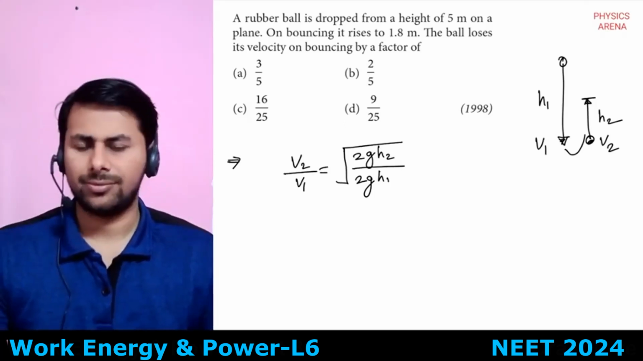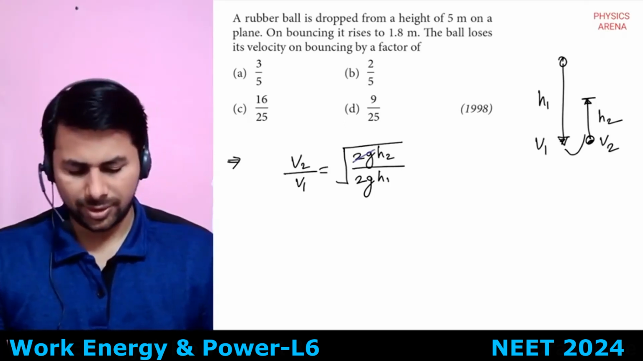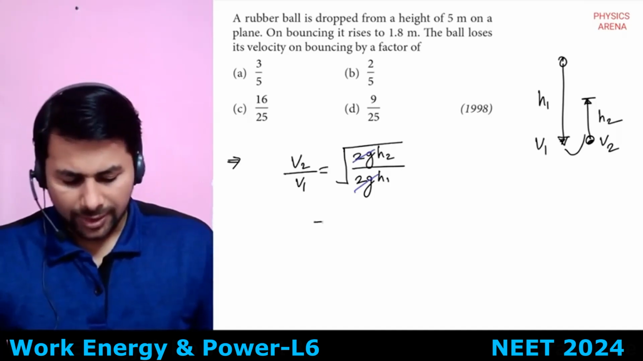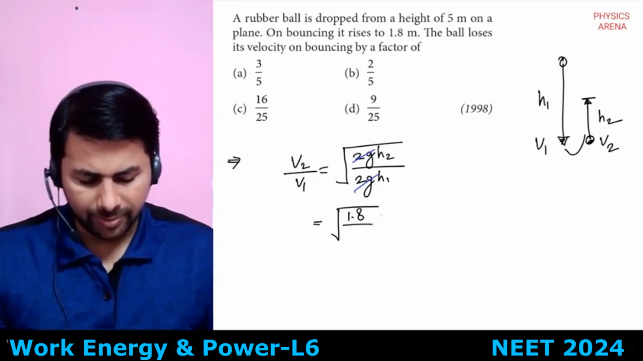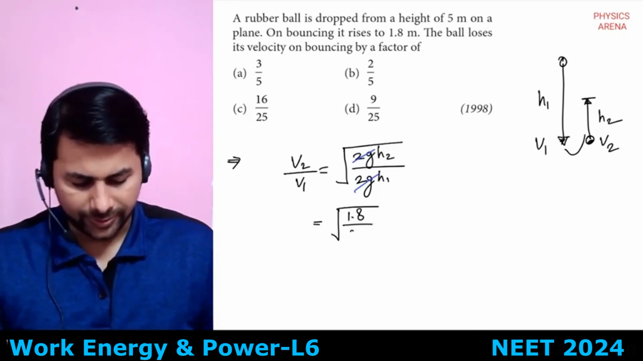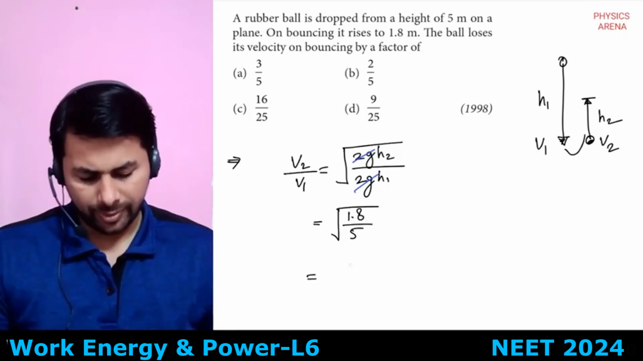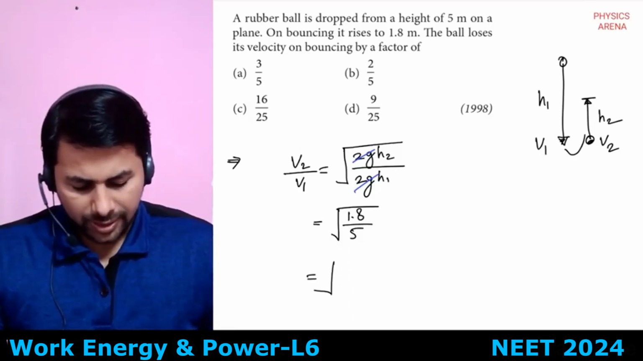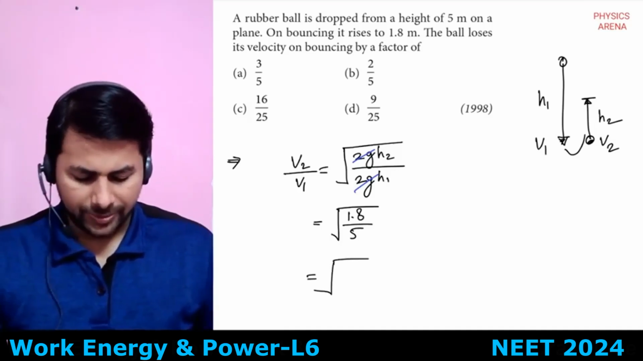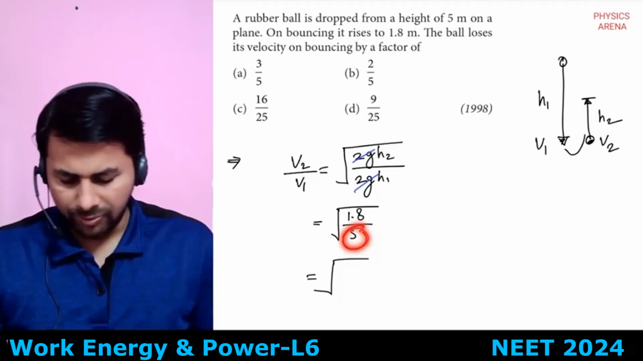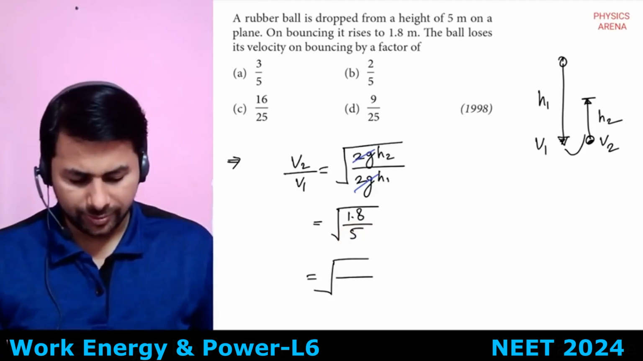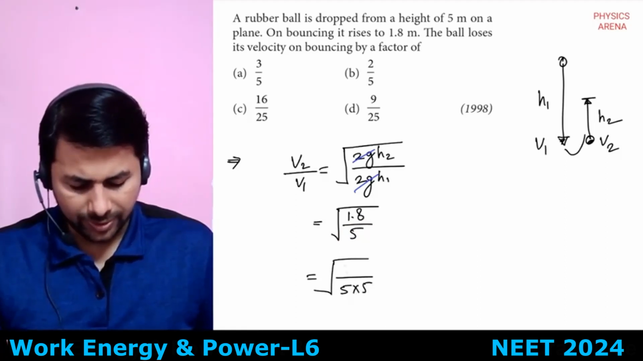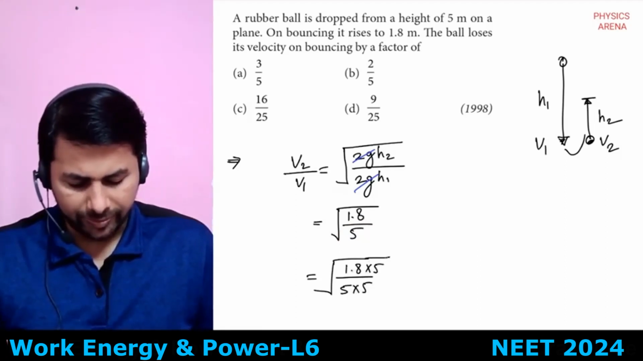Yes, so this g will get cancelled, and you will have h2 upon h1, which is 1.8 divided by h1, which is 5. Now we can multiply and divide by 5. Because if we multiply and divide by 5, the denominator we can take out. This will be 5 times 5, and this is 1.8 times 5.